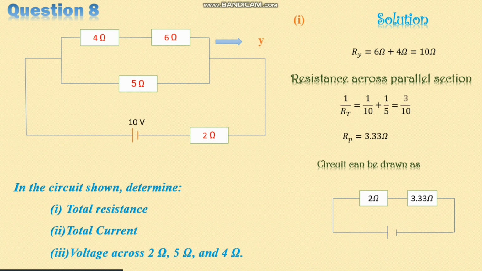So as we said, the 2 ohm is in series with the total of this one, and the total of this one is 3.33 ohms. So 3.33 ohms represents the whole of this section, and we also have 10 volts here, of course. So the total resistance is given by 2 ohms plus 3.33 ohms. Remember, when the resistors are in series, the total resistance is given by the sum of those individual resistors, and this gives us 5.33 ohms. So 5.33 ohms is the total resistance across this whole circuit.